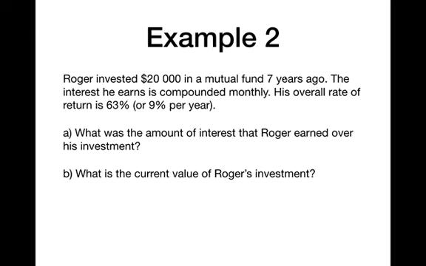If it then asked how much did he earn per year, okay, well then we can go back and figure out what it was this way. But that 7 years is actually irrelevant to this problem. But we also need to know that overall 63%, right? All right, so let's start by solving what was the amount of interest that he earned over his investment.